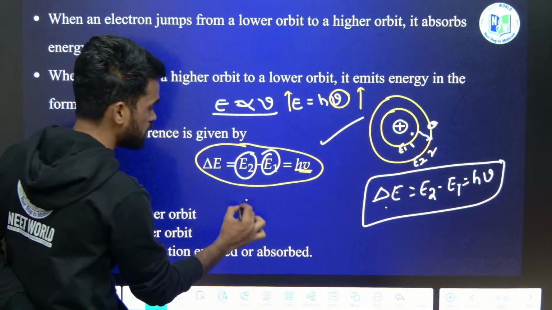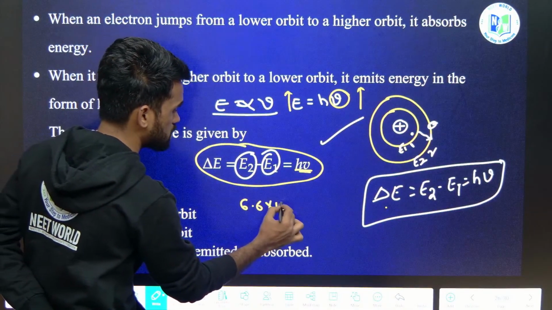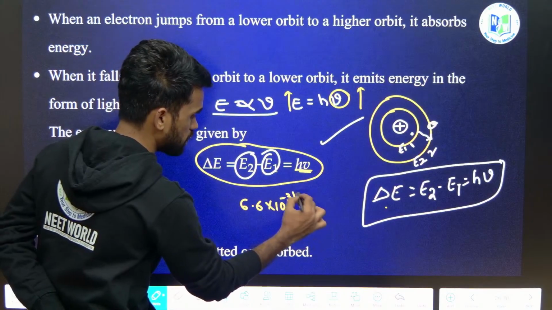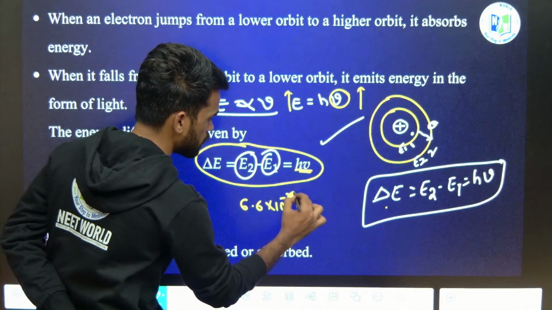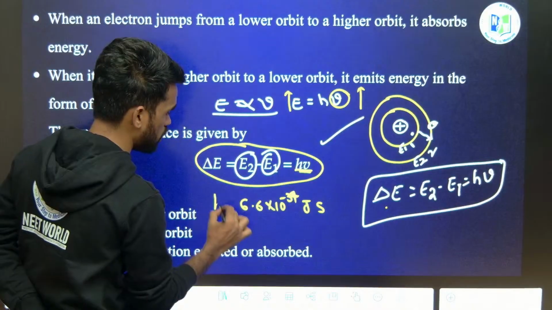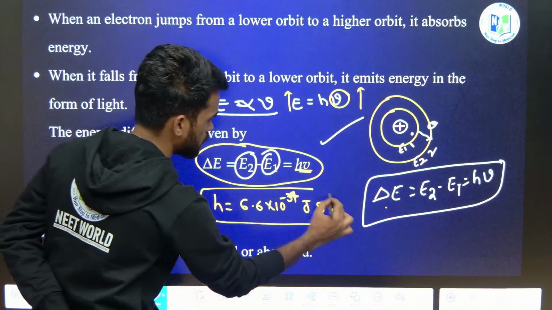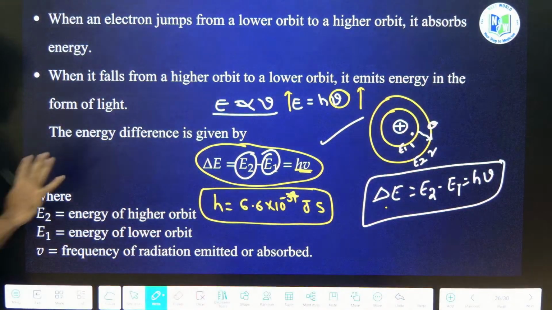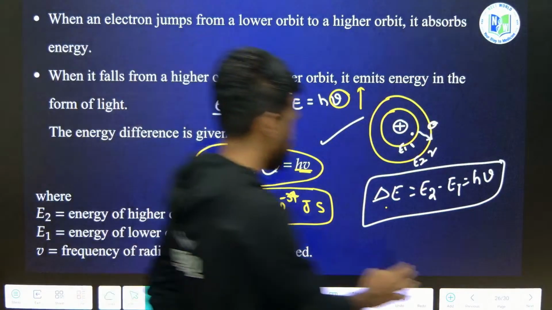What is the value? 6.6 into 10 power minus 34 joule second. This is the value of h. You can take these values. Everything is clear, I hope, up to here.